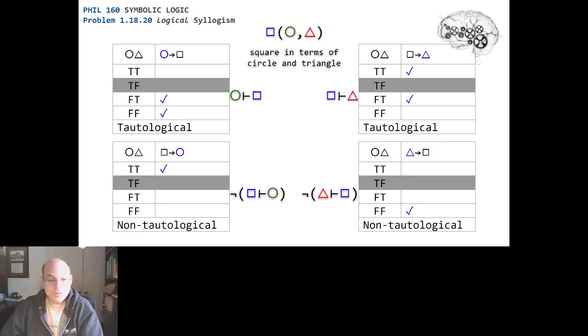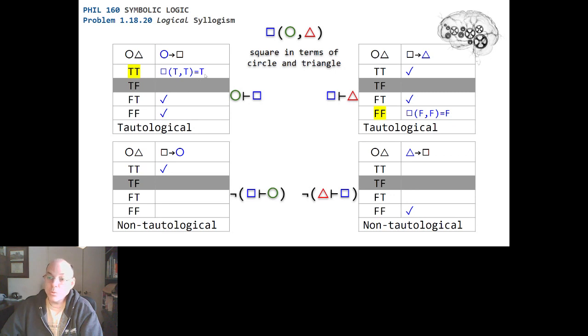So if we look at square and we think of square as some kind of a statement, if you will, composed of circles and triangles, then we need to think about what those values need to be. In the case of the 2 tautological requirements, we know that we need the overall value of that interpretation to be true. Otherwise, we won't have a tautology.